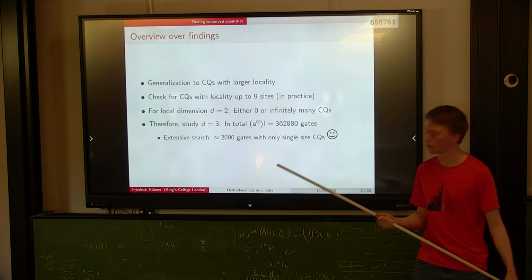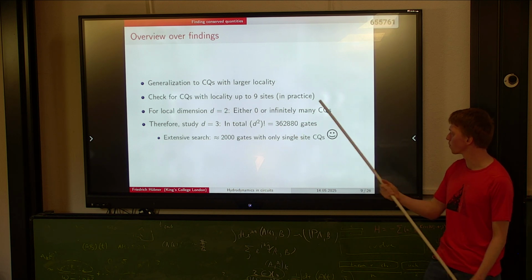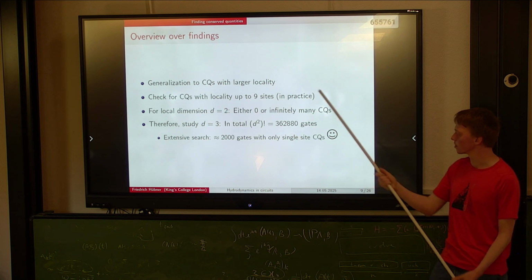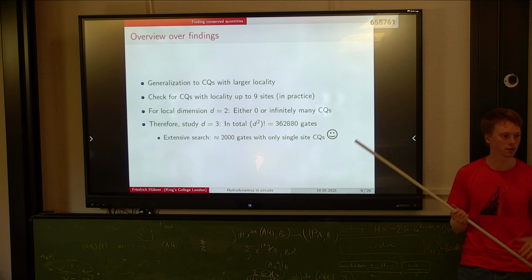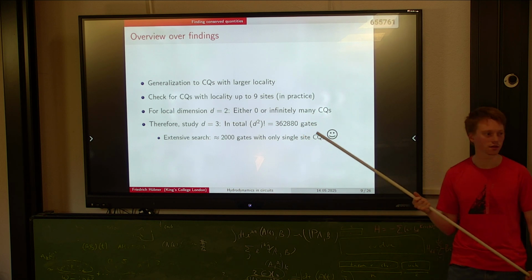Therefore, we studied d equal 3, so on each side there can be 0 or 1 or 2, and then in total you have some 300,000 gates, but checking these conserved quantities is quick, so we just did a search over all of them, and we identified some 2,000 gates that only have single side conserved quantities.